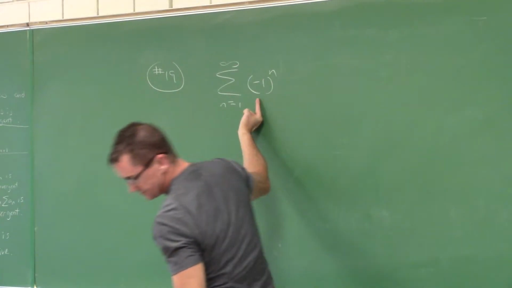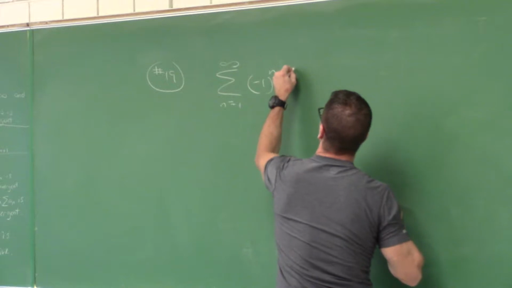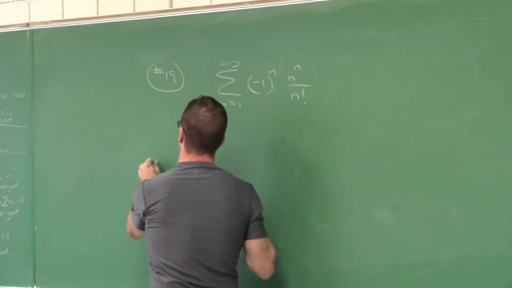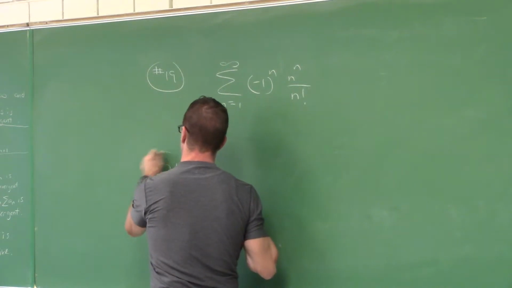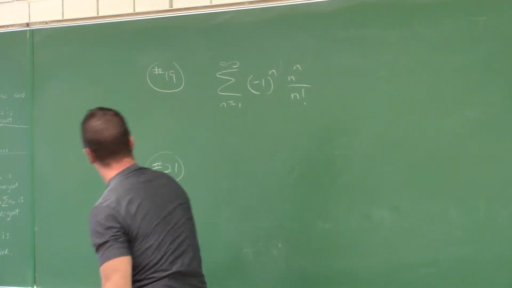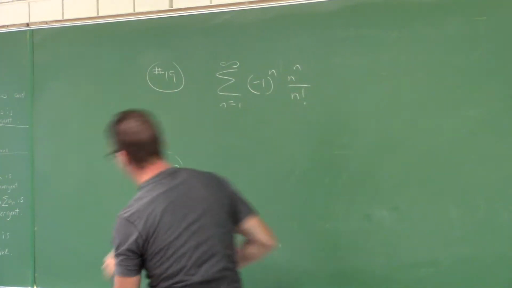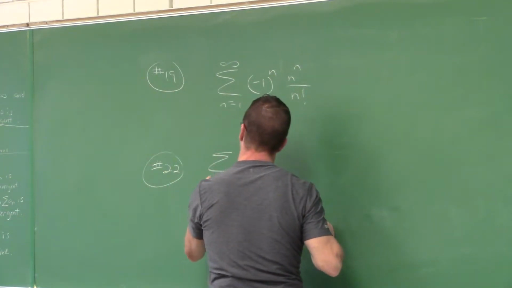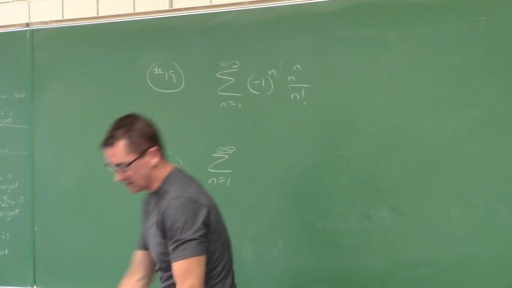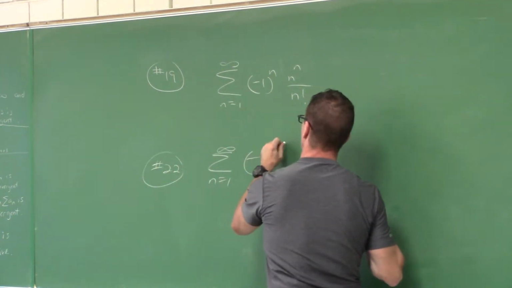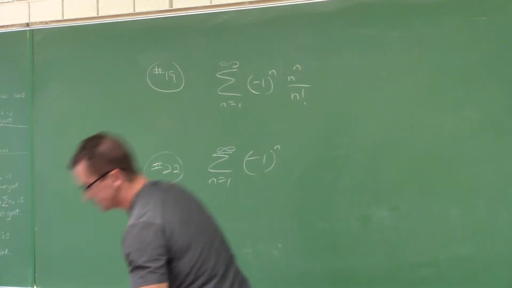Alternating, right? n to the n. So look at that carefully. This is 22. This section's great. These problems go quick. We know what test we're going to try. My gosh, you don't have to do any crazy integrals.